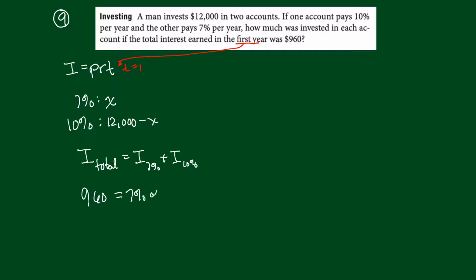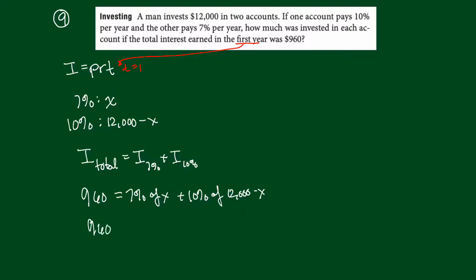7% of X plus, and then what is this one here? This is the interest we make at 10%. So that's going to be, what is it? It's the 10% times the amount that we invest. So I'm going to write that as 10% of 12,000 minus X.